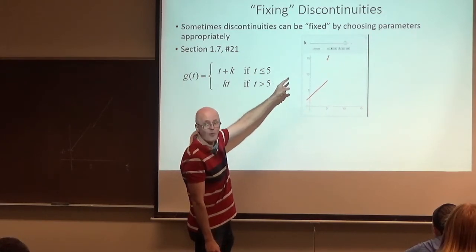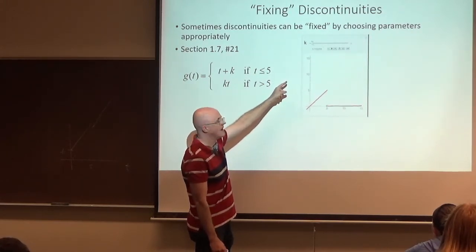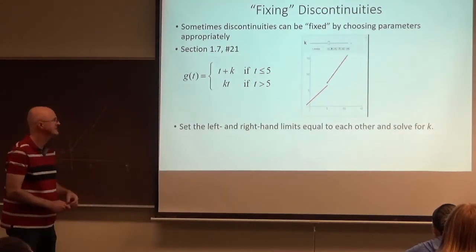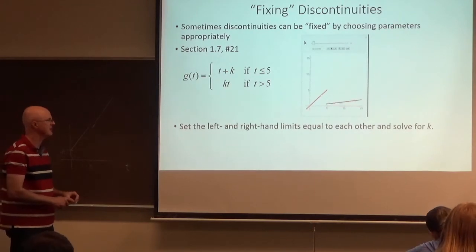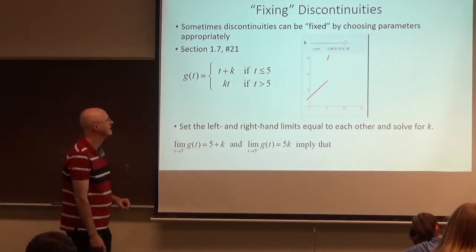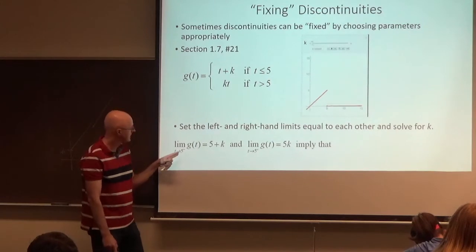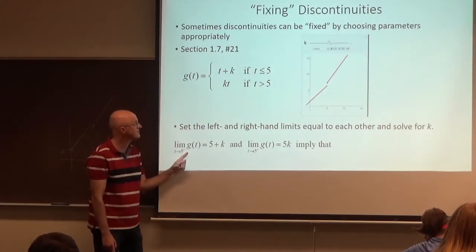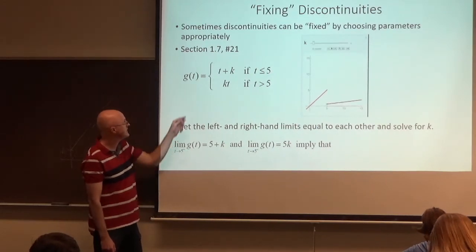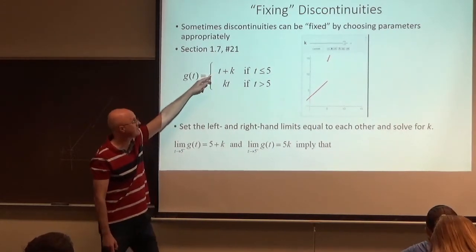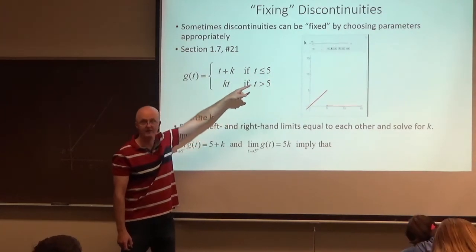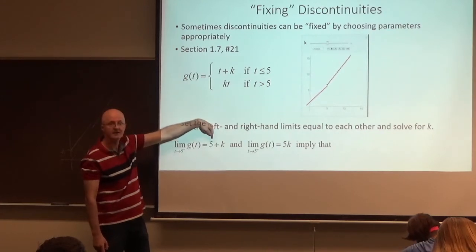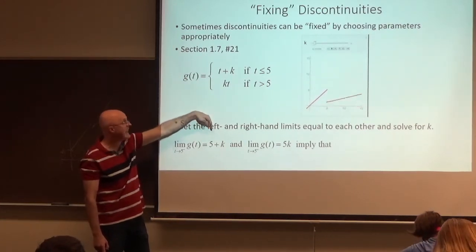You can try to watch and see what k is when they match up. But it's easier to just do it algebraically. What do we do? Set the left and right hand limits equal to each other and solve for k. Okay, think carefully with me here. The limit of g of t as t approaches 5 from the left, that minus sign means from the left, can be computed using this formula because that's the formula in play when t is less than or equal to 5. So plug in t equals 5 into there and get 5 plus k. For any k, that will be its limit.